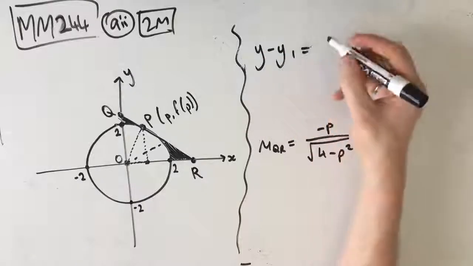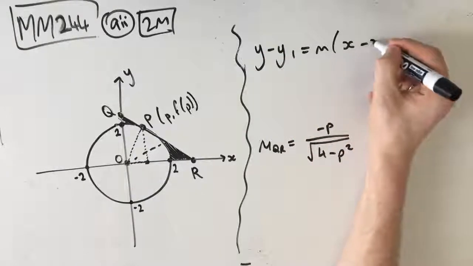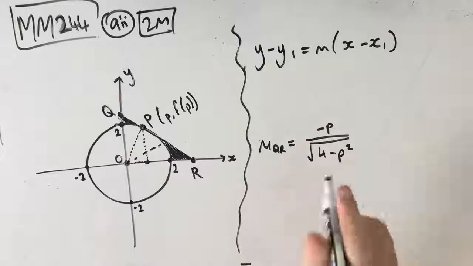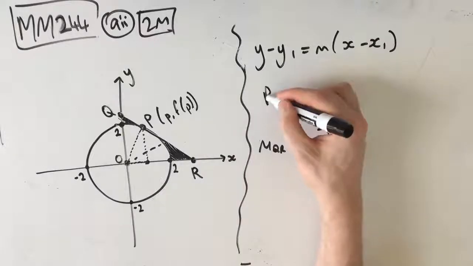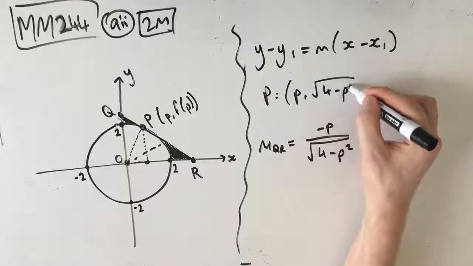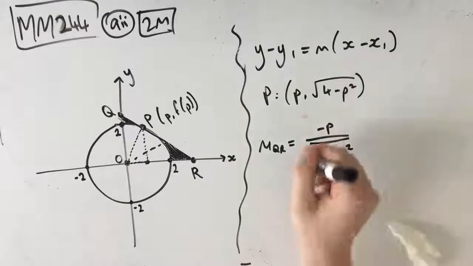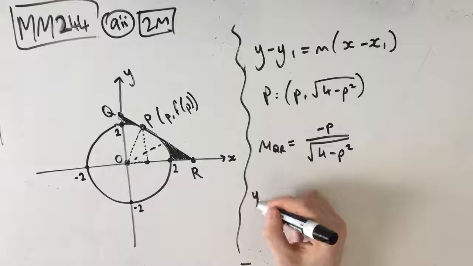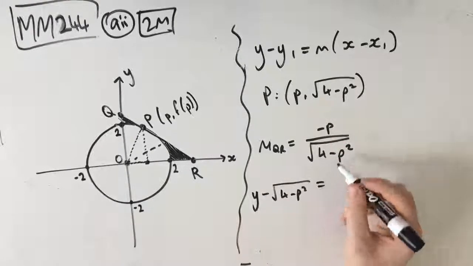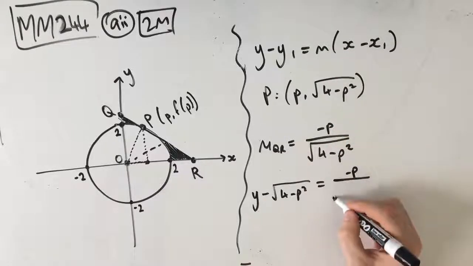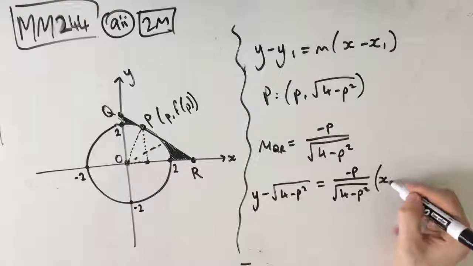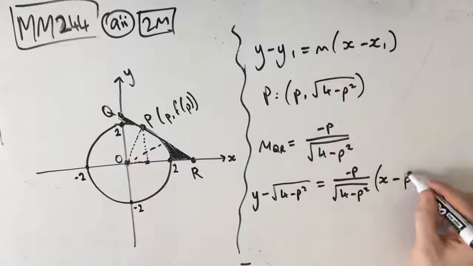So y take y1 equals m outside of x take x1. We know this is going to be our gradient. And we also know that there is a point (p, f(p)) on this graph, which means that our point that we're going to sub in is p, and then root 4 take p squared. Awesome. So now we can simply sub all of these in. So y minus root 4 take p squared equals m, which is negative p over root 4 take p squared, outside of x minus x1, which is p.